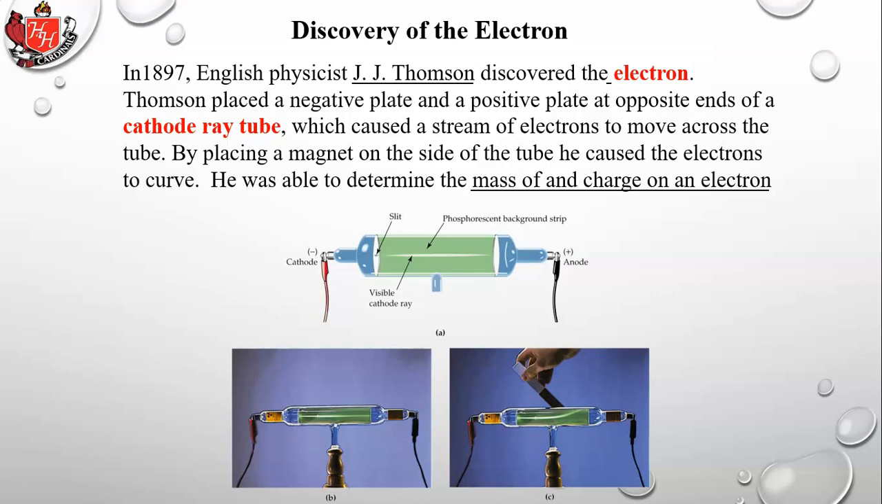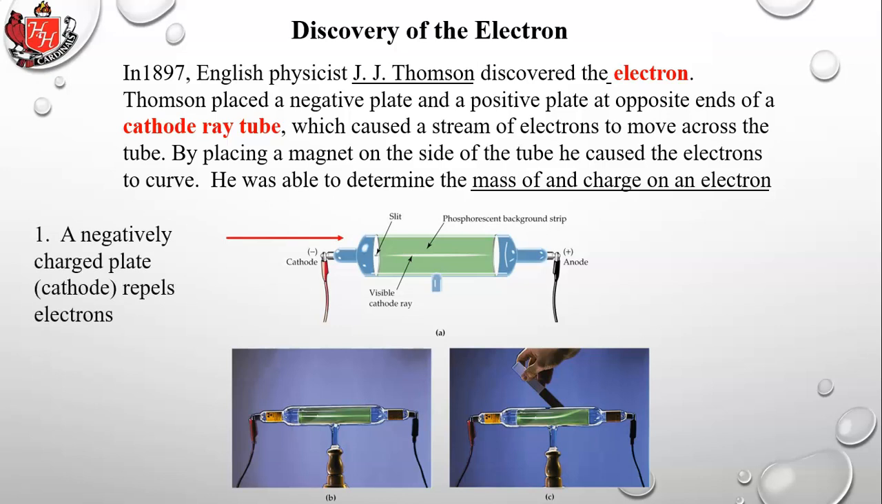And then you can see in the picture down below, and that's actually a picture, that's not just an illustration. So you're actually seeing a stream of electrons, that white line there in the middle. And by putting a magnet to that, you can cause them to either curve toward the magnet or away from the magnet, depending on which end of the magnet you're using. And by doing that, he was able to determine how much charge they had and what their mass was.